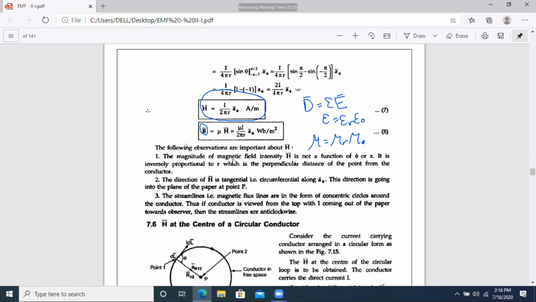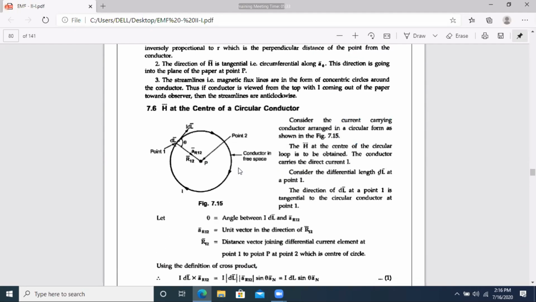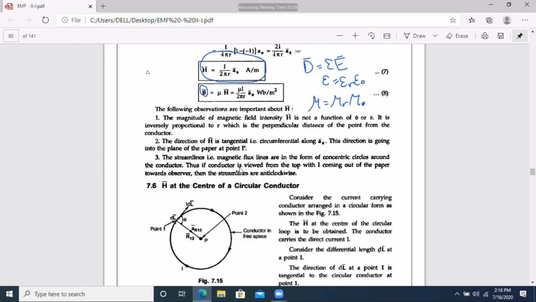Is B the vector B? It is the magnetic flux, just like how D is the electric flux. B is the magnetic flux, or magnetic flux density. Yeah, magnetic flux density. And H would represent the magnetic field intensity. Right.